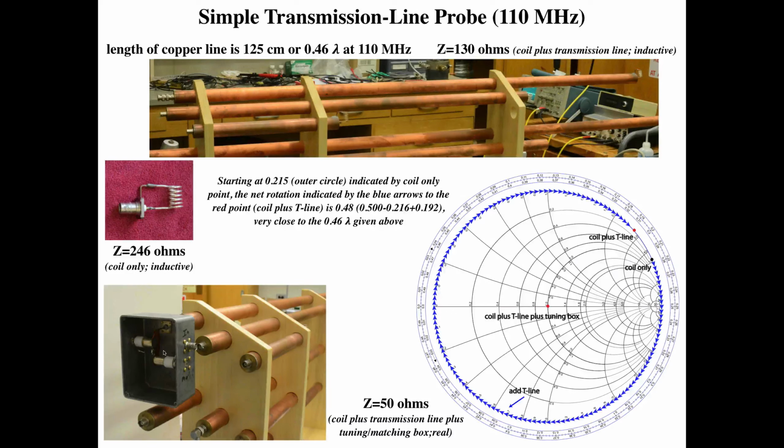So when I add this tuning box and matching box to the end of the transmission line, I can adjust those values to get this red dot here. In fact, it's 50 ohms, and that's the actual measured value. So the impedance meter is attached to this point, and with the appropriate adjustments of the matching capacitor I get to 50 ohms. Okay, so again, coil only, coil plus transmission line gets me there, and then when I add the tuning and matching box here, I get to 50 ohms, which is what I need to be to impedance match everything.